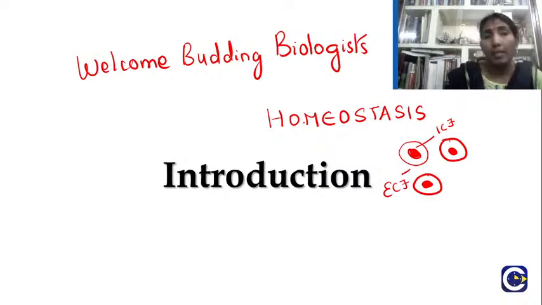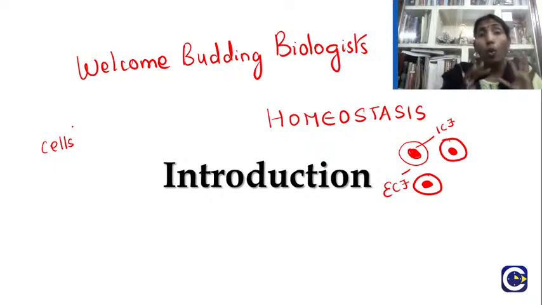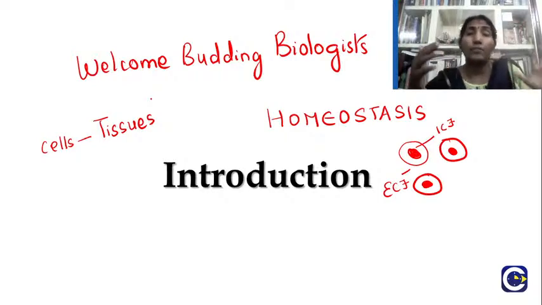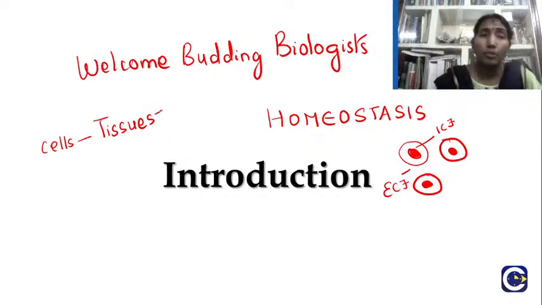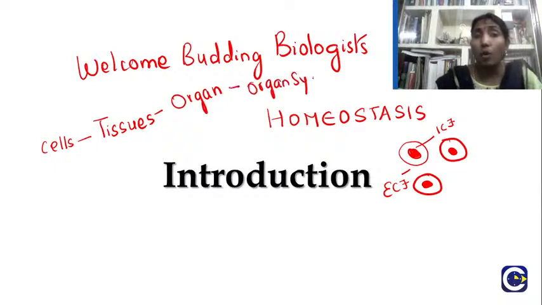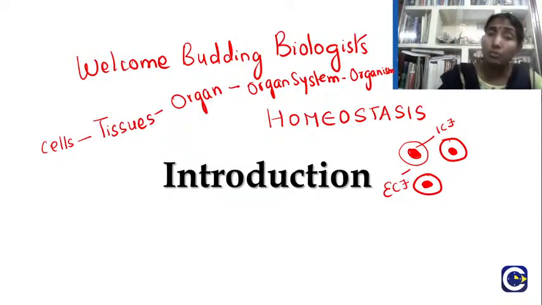Now we all know that we have so many cells, and all these cells which group up in structure and function form what we call tissues. I hope you all know. The tissues with similar function and structure, when they group up, form what we call an organ. And when organs group up, they form an organ system, and the organ systems all make up an organism.